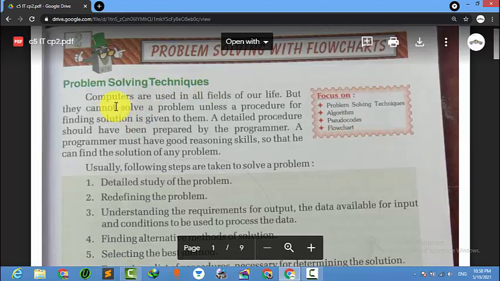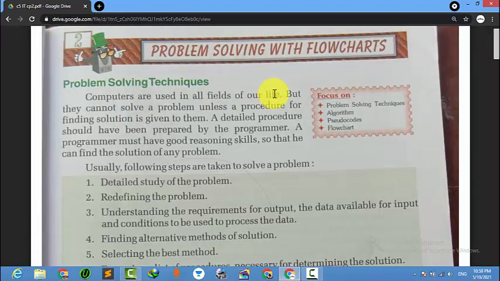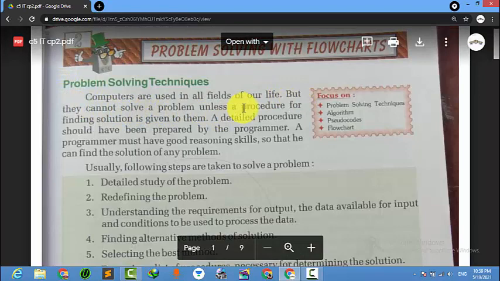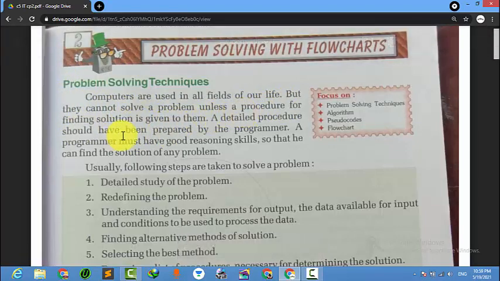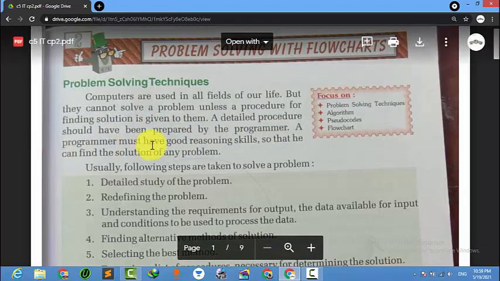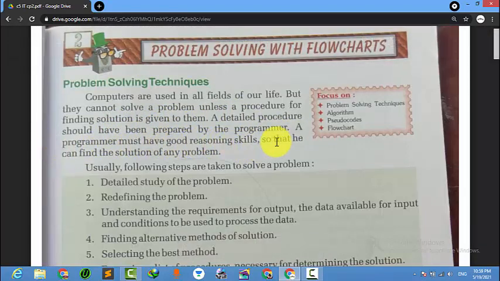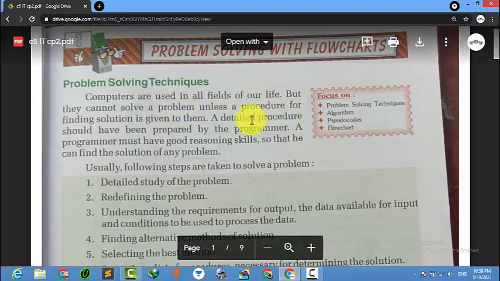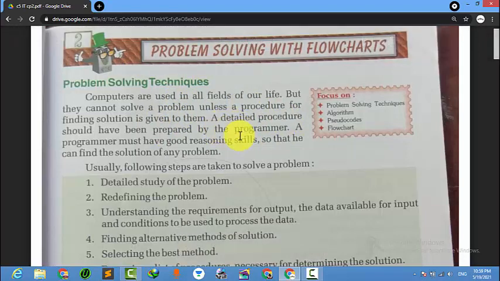Problem solving technique: computers are used in all of our life, but they cannot solve a problem unless a procedure for finding the solution is given. A detailed procedure should be prepared by a programmer. A programmer must have good representing skills. We have already learned about computer programming. A computer program is in computer language, that is ones and zeros, right? Programmers are those who create software and games. They are called programmers.